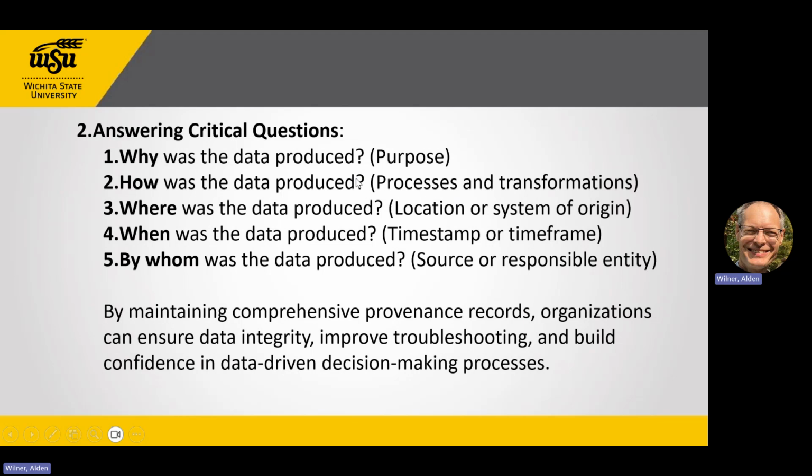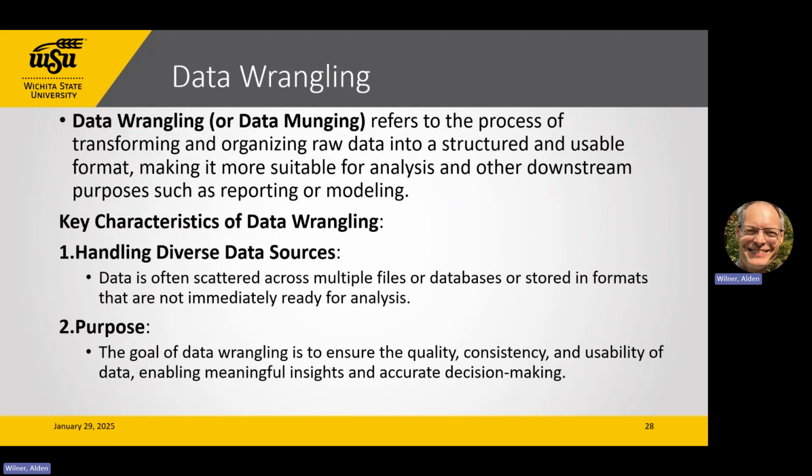All this information, if you're doing an actual data science project, trying to make an actual useful product out of it, you need to maintain this information. Otherwise, you could find out at the very end of your process that you got completely bogus data up front, and all of your conclusions are based on flawed input. Garbage in, garbage out, as they say in the computer science, right? So by maintaining comprehensive provenance records, organizations can ensure the data integrity, you can improve your troubleshooting, and you can have more confidence in your data-driven decision-making processes.